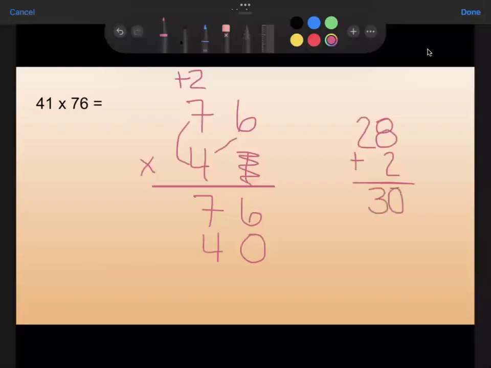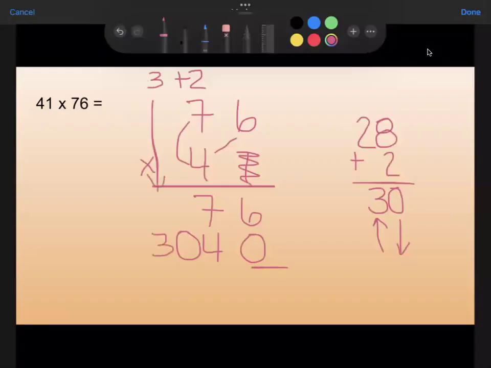So again, that's a 2-digit answer. So the 0 gets dropped and the 3 gets regrouped. The 0 gets dropped down here and the 3 gets regrouped up to the next place value. But there are no numbers to hold it. So it's just going to fall down right here.